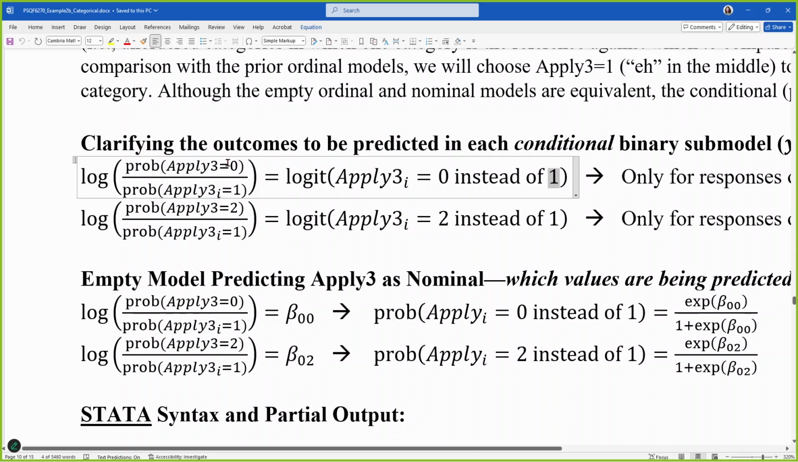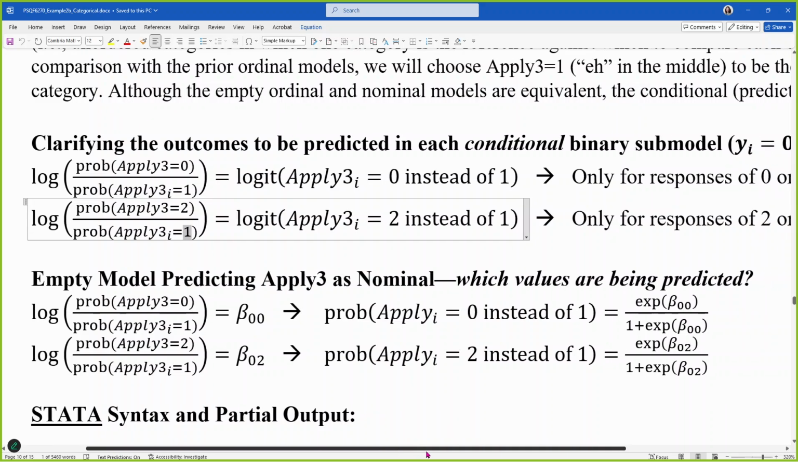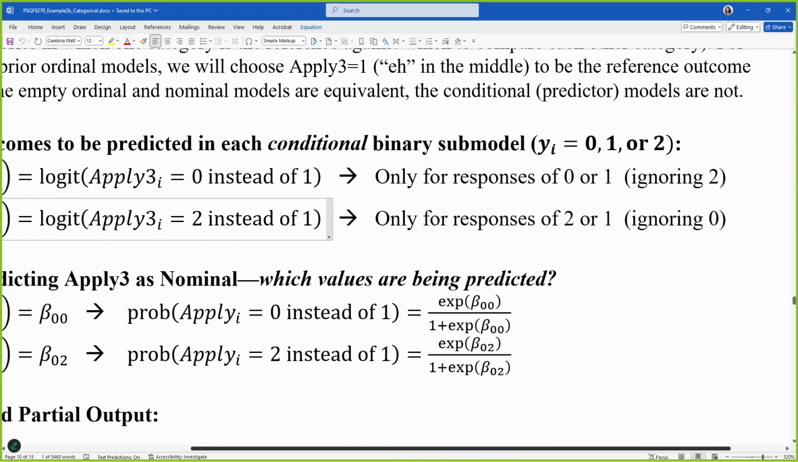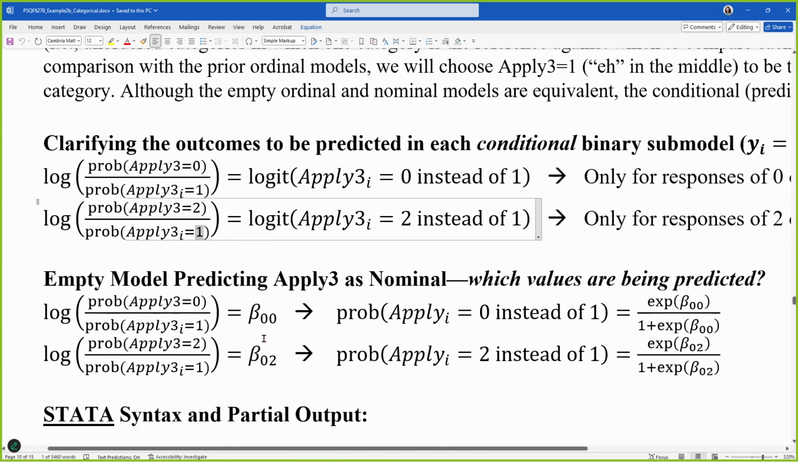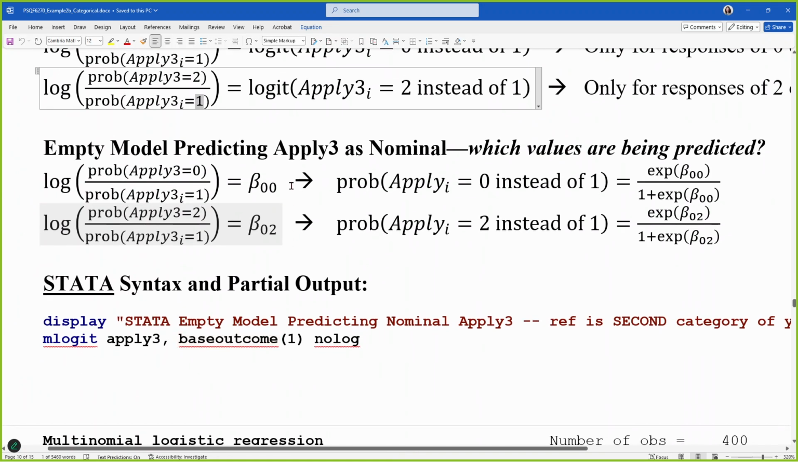So my first submodel is going to predict the probability of answering a 0 instead of a 1. My second submodel is going to predict the probability of a 2 instead of a 1. Note the other choices aren't in here, so these are conditional. That's going to make it a little bit tricky. And you get intercepts by default, not thresholds, so they're already going the right way, and all the slopes are separate by default as well in these models. You could constrain them to be equal, but that often is not a thing.